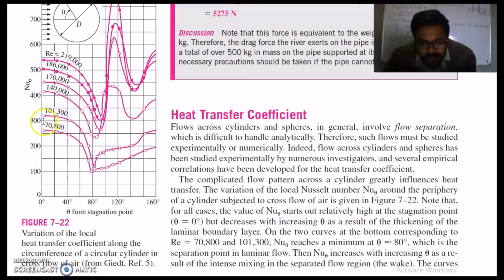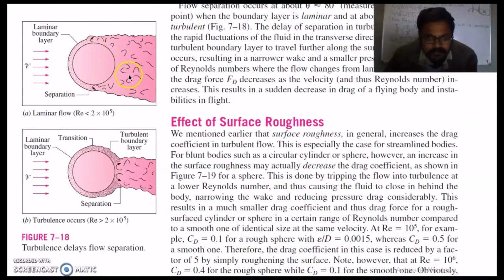On the two curves at the bottom, corresponding to Reynolds numbers 70800 and this, the Nusselt number reaches a minimum at theta equal to 80 degrees. Your Nusselt number is minimum when theta is 80 degrees, which is the separation point in the case of laminar flow. Then Nusselt number increases as a result of intense mixing in the separated flow region. So this is your separated flow region, meaning the wake region.